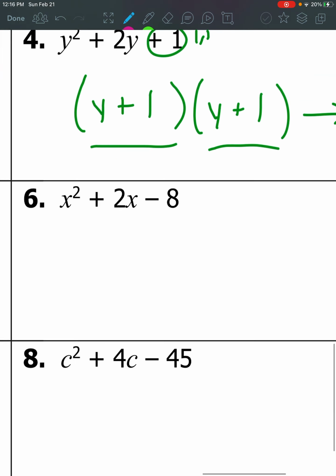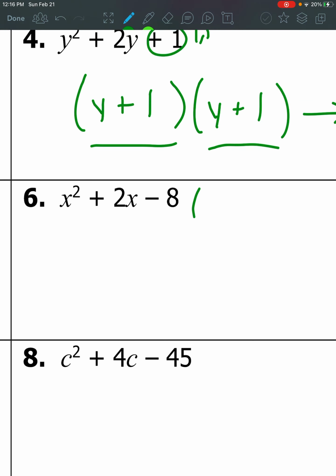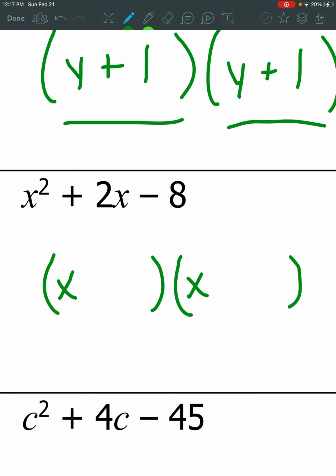Okay, let's do it again. We will start out with our two binomials set up. They're both going to start with x's. Again, we have our C term is negative, so we know that one of these binomials has to be plus, one of them has to be negative.